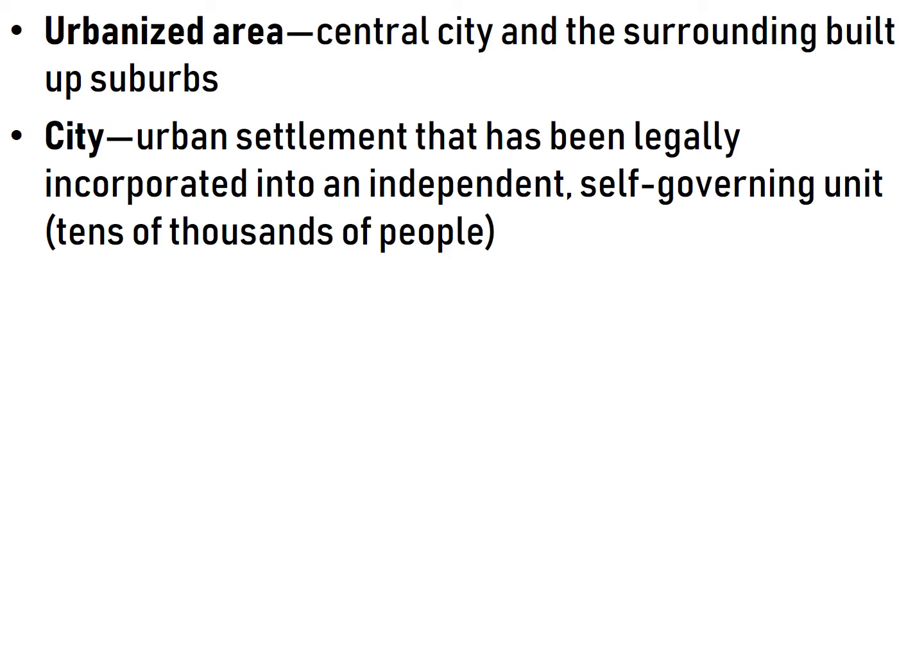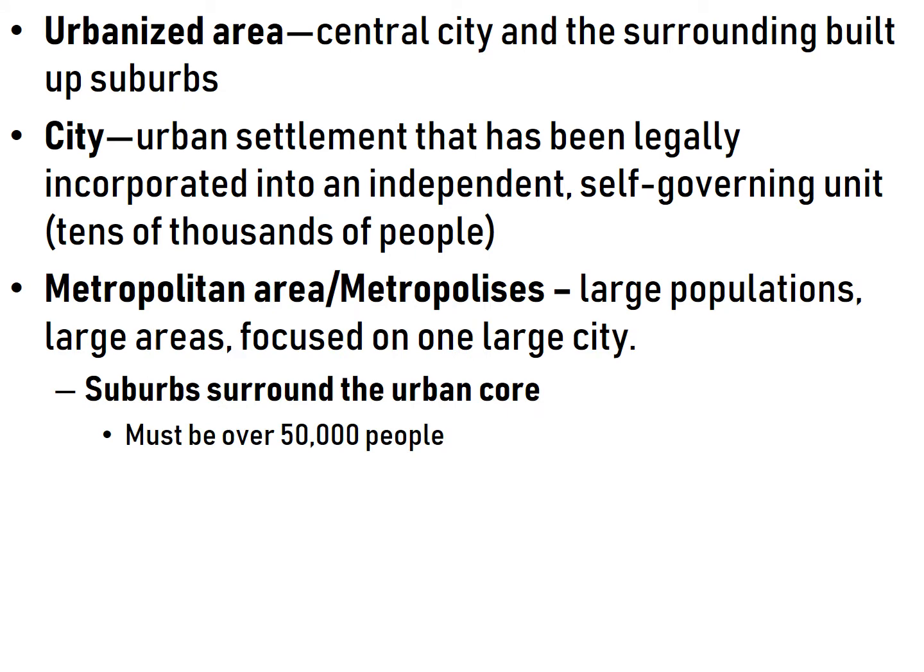So now here's a bunch of vocab that you might encounter on the AP exam or anywhere for you to understand. An urbanized area is the city and its suburbs. It is both. So whenever you get any questions about the expansion of urbanization or the expansion of the urban area, it is also including those suburbs. City: an urban settlement that is a legally incorporated, independent, self-governing unit. You need to know metropolitan area or metropolis, just the city and its surrounding areas.